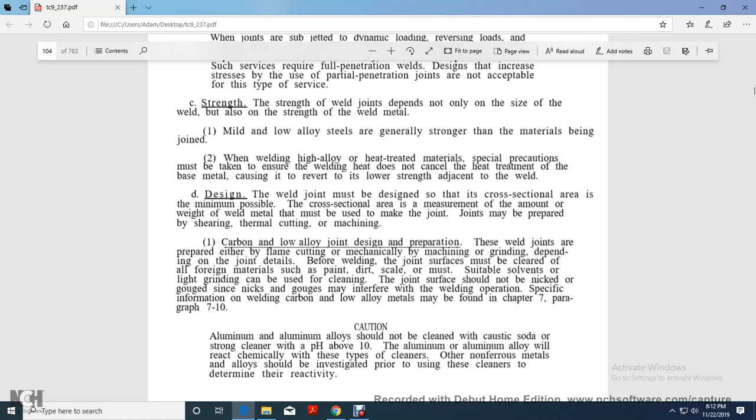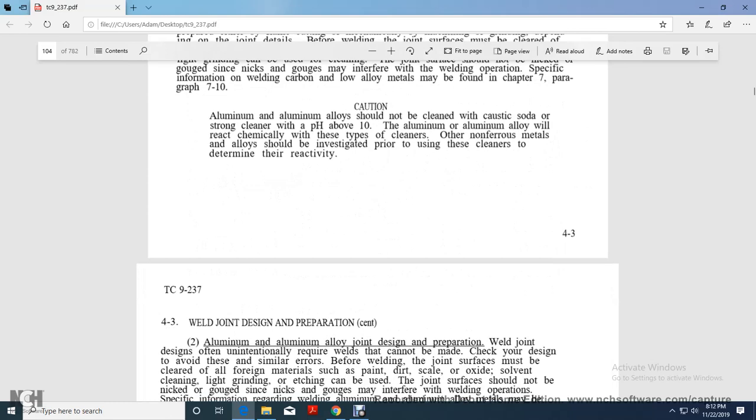Caution: aluminum and aluminum alloys should not be cleaned with caustic soda or strong cleaners with a pH above 10. Aluminum and aluminum alloys will react chemically with these types of cleaners. Other nonferrous metals and alloys should be investigated prior to using the cleaners to determine their reactivity.